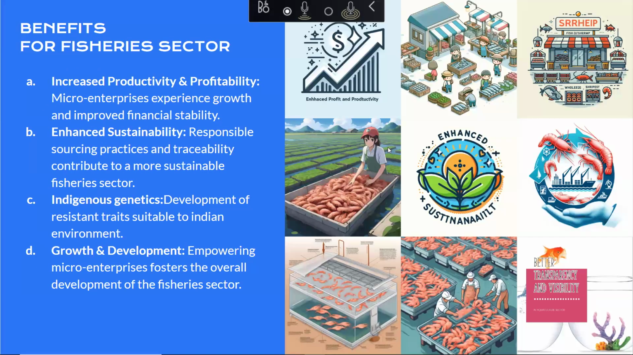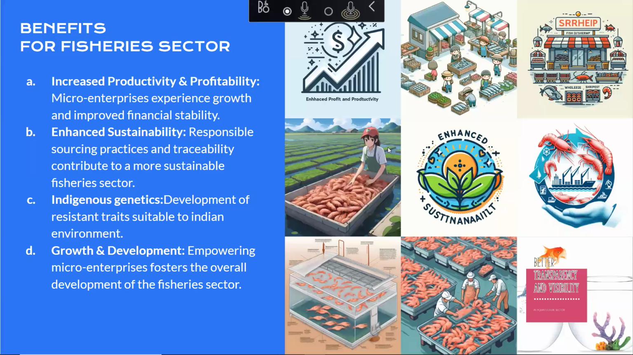So that's our products, and on a global note, how it benefits the fisheries sector. We are looking at farm level and hatchery level. We are looking at increasing productivity and profitability. Then, because of the communication and vertical integration, we are looking at enhanced sustainability. So, everything can be traced from end to end.